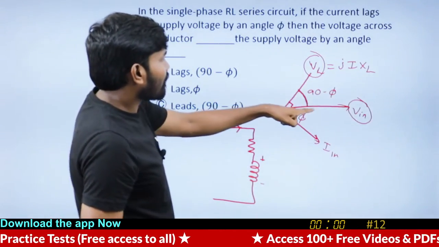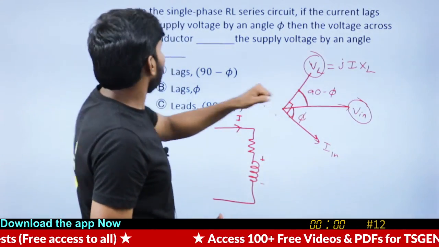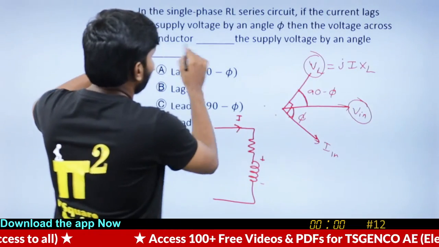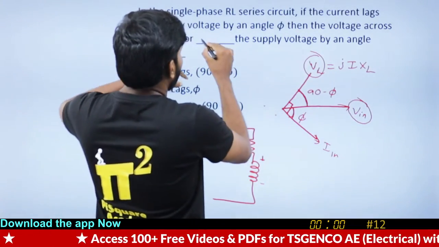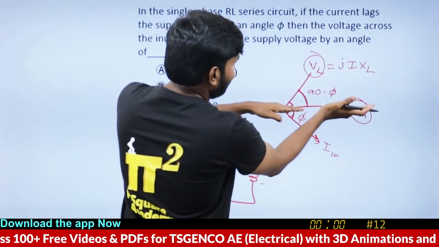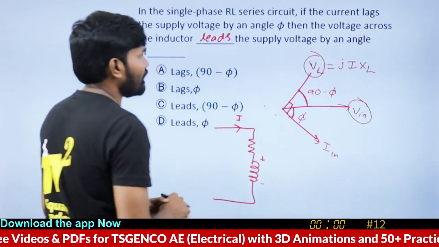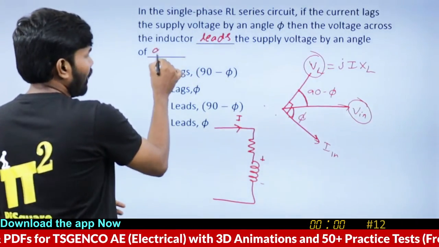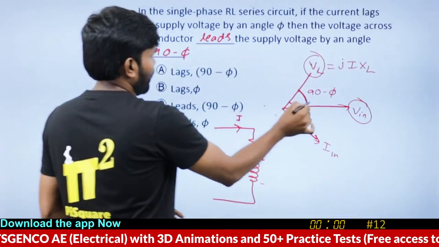So the inductor voltage will lead the input voltage. The voltage across the inductor leads the supply voltage by an angle 90 minus phi.